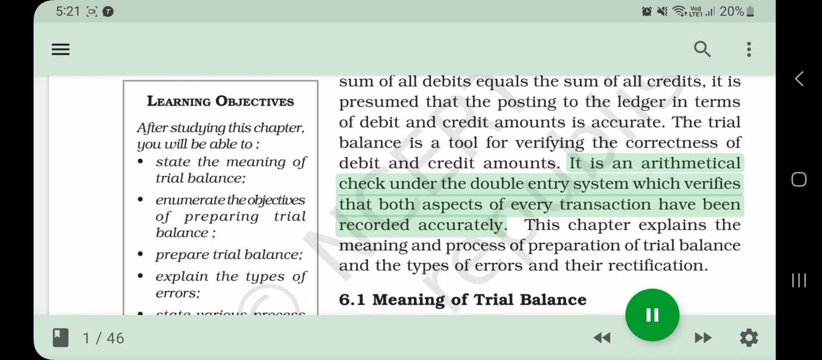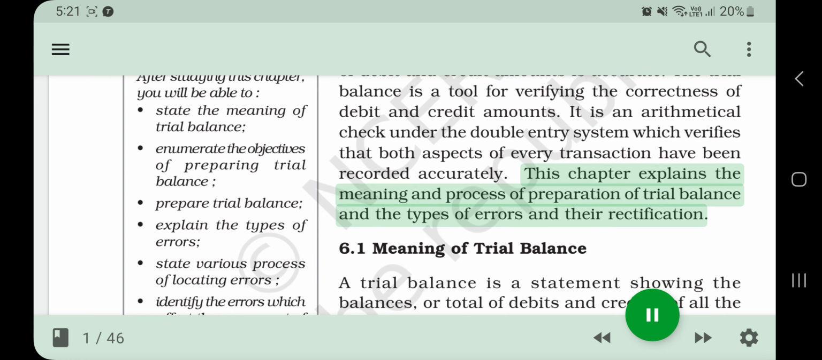The trial balance is a tool for verifying the correctness of debit and credit amounts. It is an arithmetical check under the double entry system which verifies that both aspects of every transaction have been recorded accurately. This chapter explains the meaning and process of preparation of trial balance and the types of errors and their rectification.